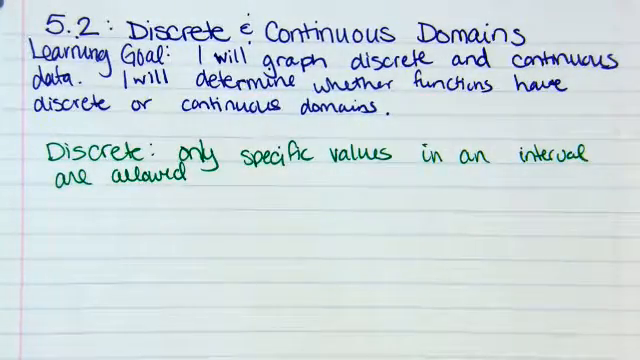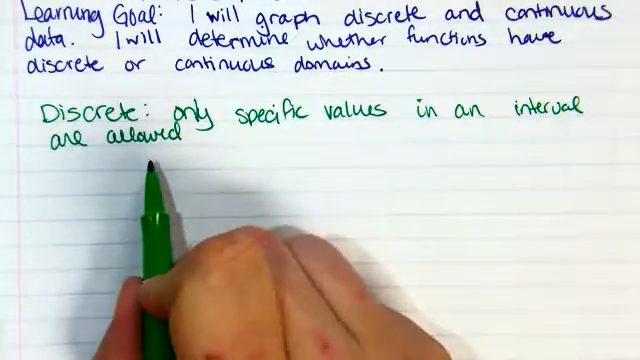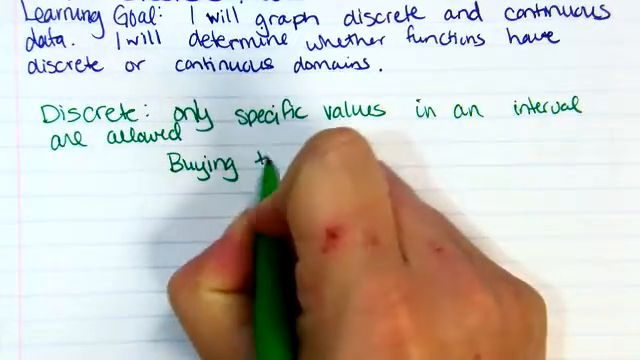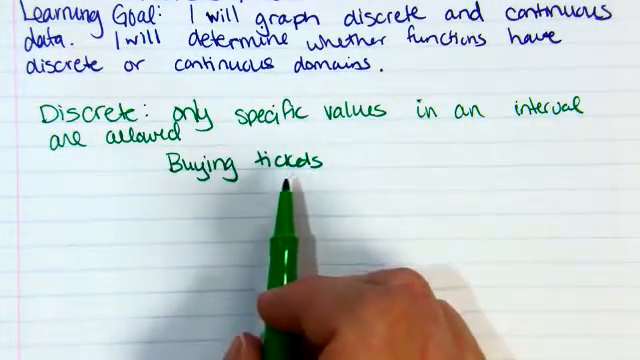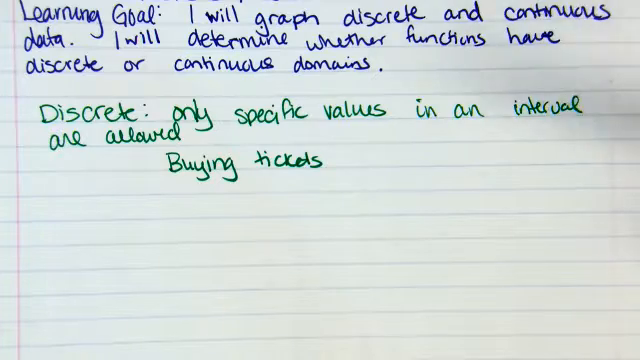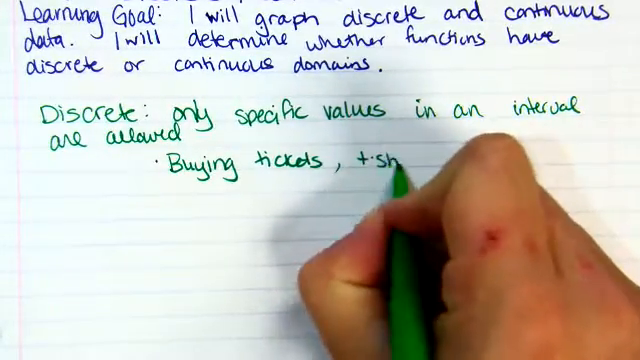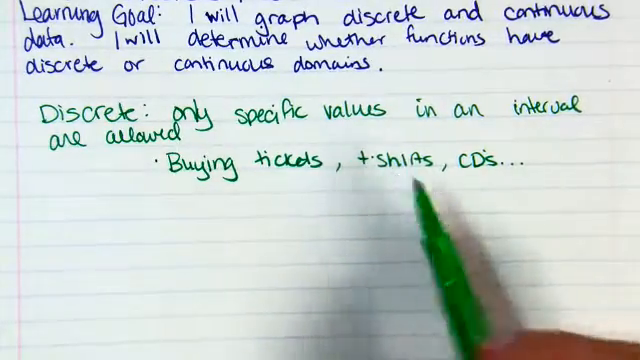So a couple examples of where you're going to run into a discrete situation. If we're talking about buying tickets to something, buying tickets is discrete because you can only buy a whole number of tickets. You can only buy 1 ticket or 2 tickets or 3 tickets. You can't buy 1.5 tickets or 2/3 of a ticket. You can't do that sort of thing.